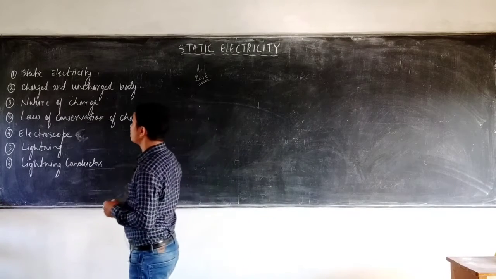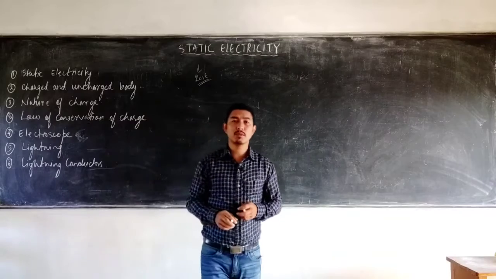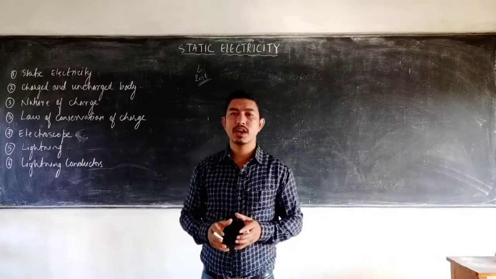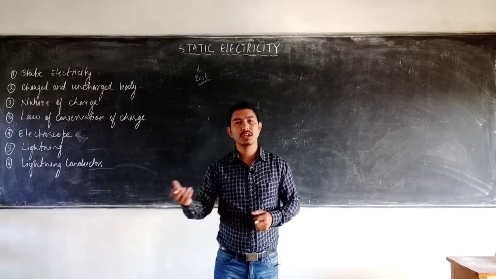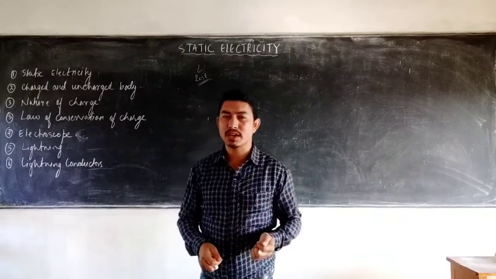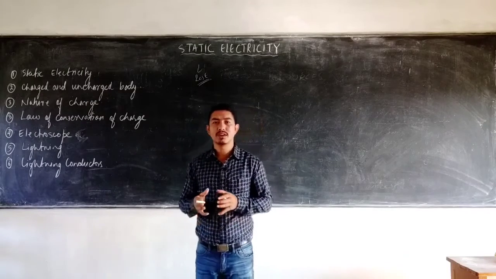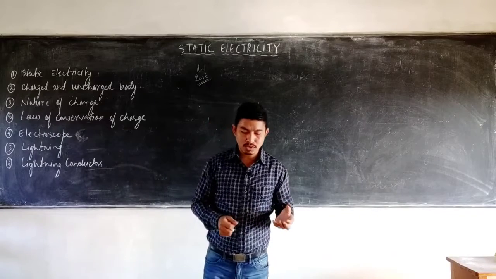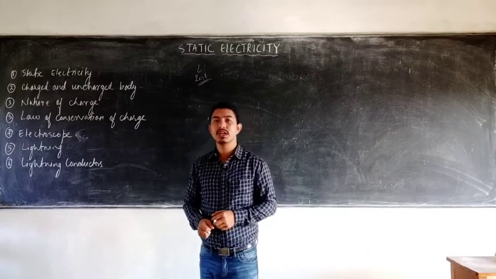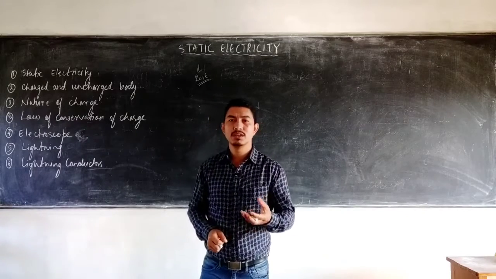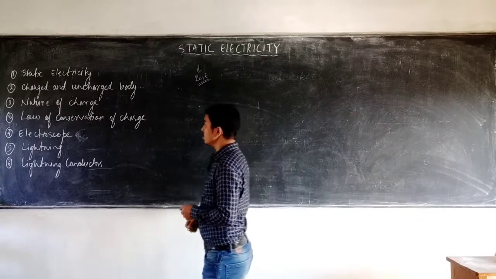Now coming to the next topic, the charged and the uncharged body. What are charged bodies? Charged bodies are the ones which are electrically charged, that means which have a greater accumulation of either positive charge or negative charge. Uncharged bodies are the ones which do not possess any accumulation of charges. That means the amount of positive and negative charge in a given body is equal, so the net charge of the body will be 0. Such bodies are said to be uncharged bodies.